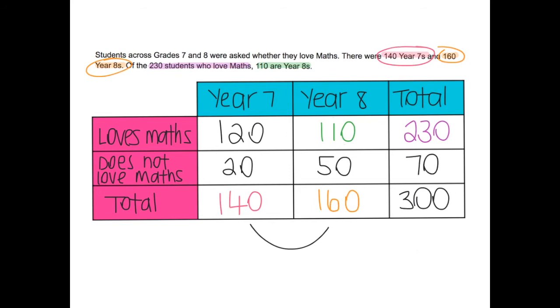So you have now completed a two-way table. Always use the information you're given. You will be given all the information that you do need to complete the table. It may just involve using some of the numbers in combination to fill those gaps.